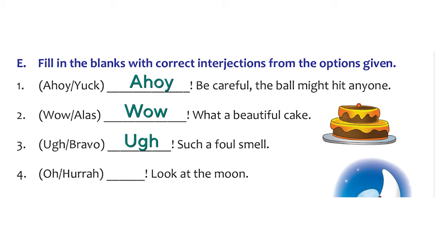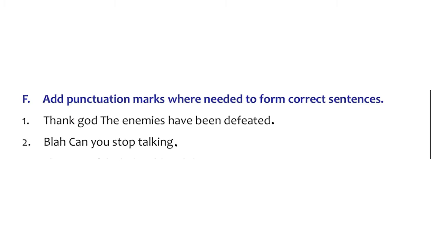And the fourth one, dash, look at the moon. We don't say, hooray, look at the moon. We say, oh, look at the moon. So this is how we need to write all these sentences. And the next one is, add punctuation marks where needed to form correct sentences. Thank God, the enemies have been defeated. So after thank God, we can use exclamatory mark there.